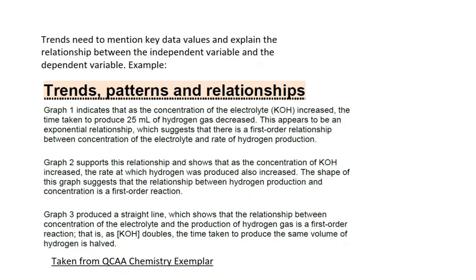So you can see in the QCAA chemistry exemplar, using their graph, they have indicated a relationship between the concentration of an electrolyte and the hydrogen gas. Okay, so they're talking about what is the relationship basically between their dependent variable and the independent variable, which is where in your report? Where can you find your dependent and independent variable in your report? Your research question, right? Okay, that's the second dot point.